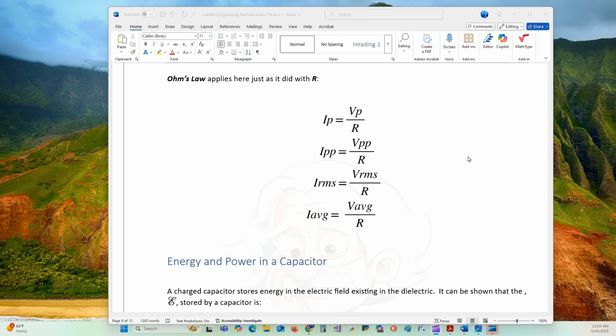All right, Ohm's law applies here just as it did with R. You can substitute XC for R here, or the square root of R squared plus XC squared as well. Now, for peak voltages, IP equals VP over R. Peak to peak, IPP equals VPP over R. RMS, VRMS over R equals IRMS. And then I average equals V average over R.